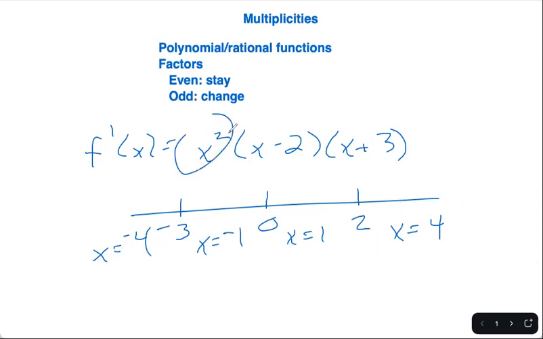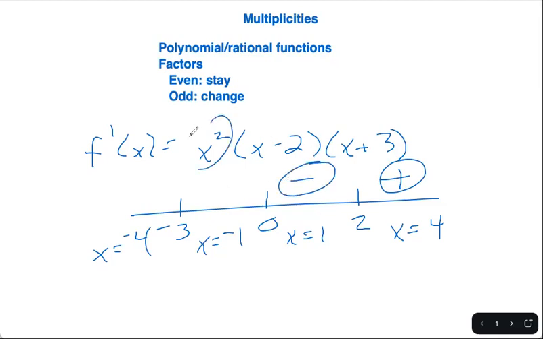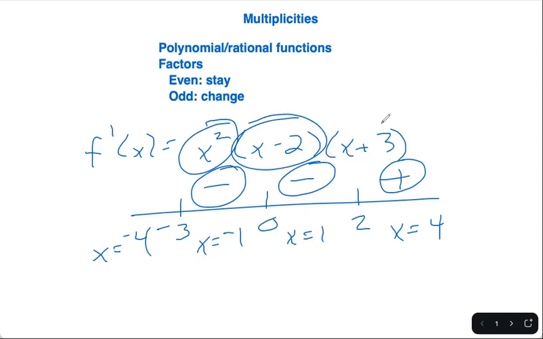4 squared is positive, 4 minus 2 is positive, 4 plus 3 is positive, positive times positive times positive. Now let's plug in a 1. 1 squared is positive, 1 minus 2 is negative, 1 plus 3 is positive, positive times negative is negative. Plug in a -1. -1 squared is positive, -1 minus 2 is negative, -1 plus 3 is positive. Positive times negative will multiply to a negative. And then plug in a -4. Squared is positive, negative, positive, negative will give you a positive.